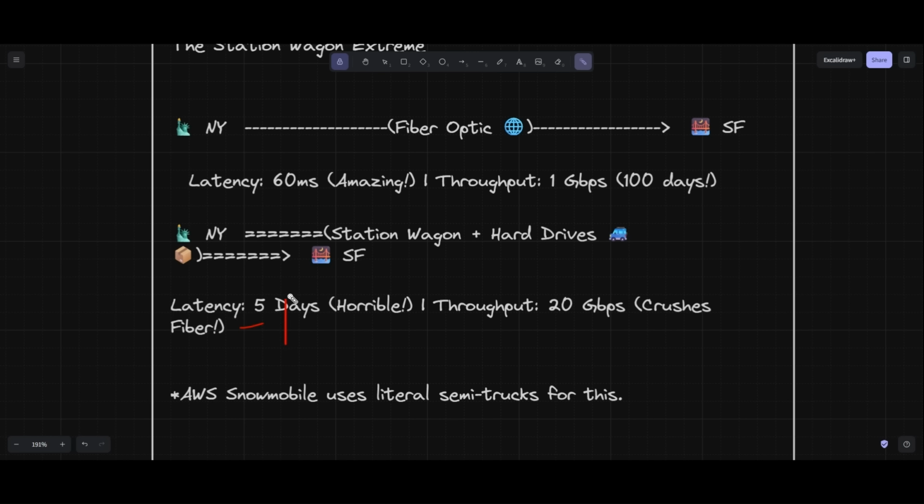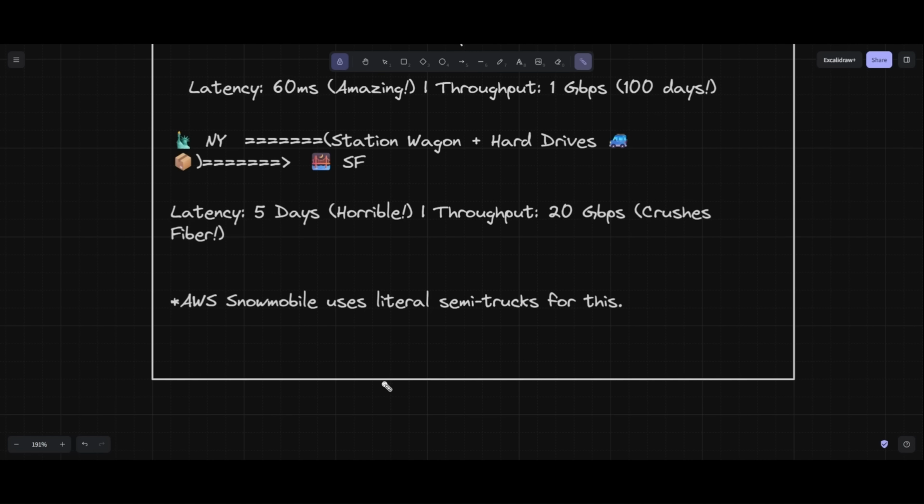And it sounds like a joke, but Amazon actually literally does this. AWS has a service called Snowmobile, right? It's an 18-wheeler semi-truck that they drive to your company, they plug it into your data center, suck down 100 petabytes of data, and physically drive it to an AWS region. Because when the data gets that big, the physical truck has more throughput than the entire internet. It's just amazing to think about.